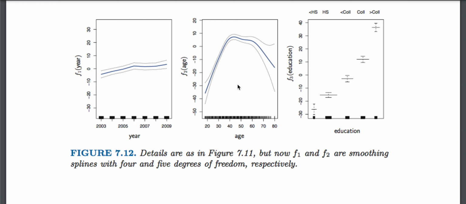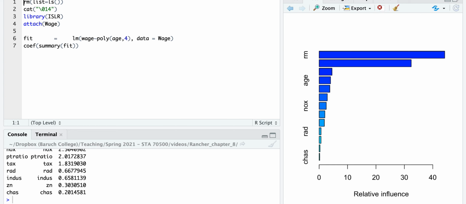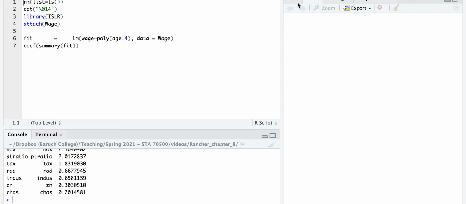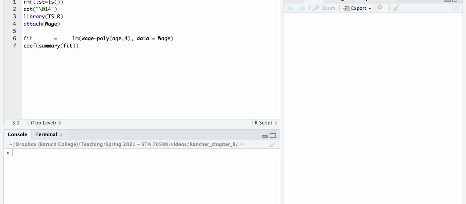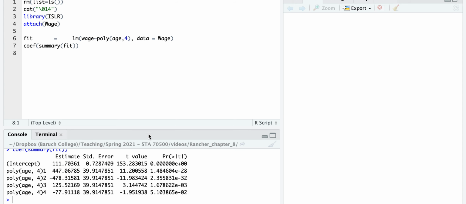Okay. All right, so let's do some examples to make these concepts more concrete. Okay, so let's do a simple polynomial regression for the wage data.